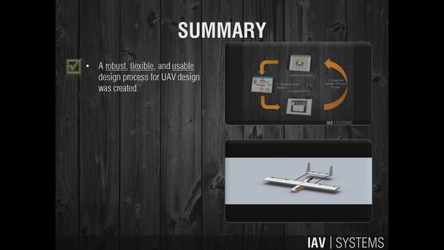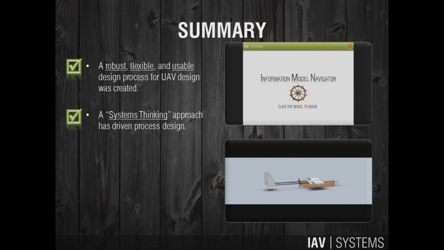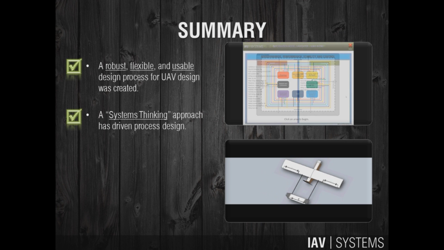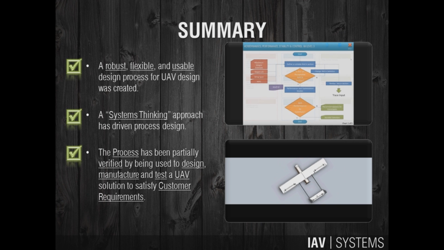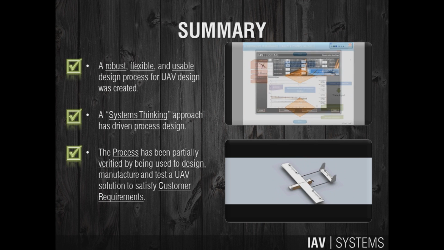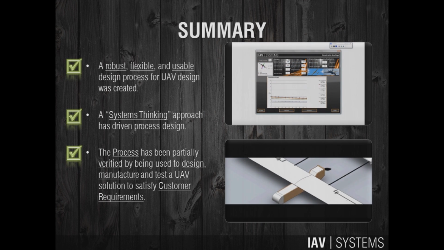In conclusion, the created electric UAV design process is robust, flexible, and usable, and a philosophy of systems thinking has underpinned the process design framework. Finally, the process has been partially verified by being used to design a UAV to meet the specified customer needs.